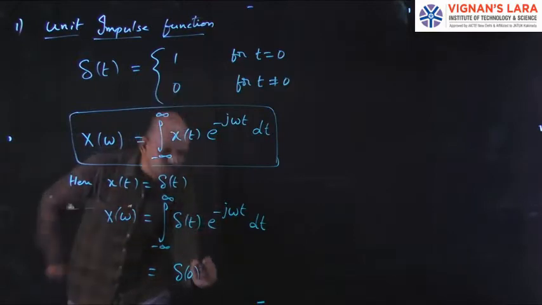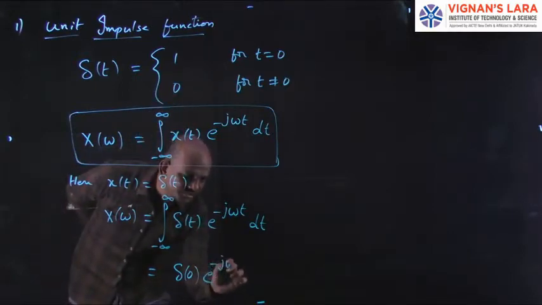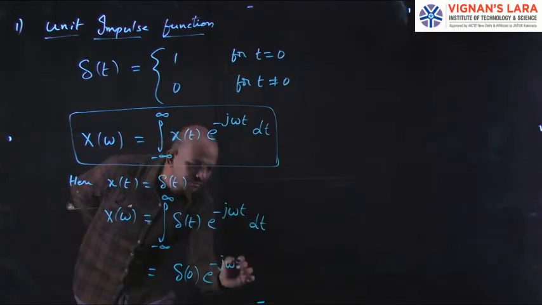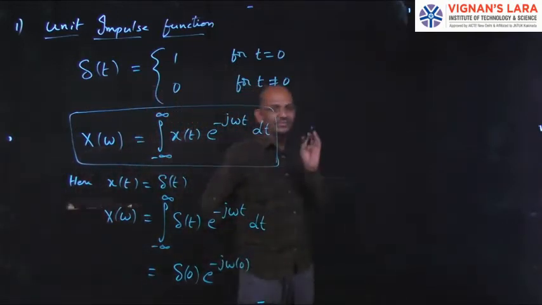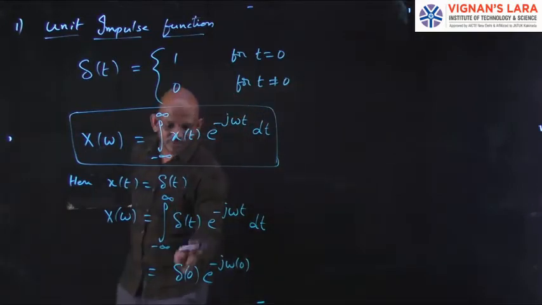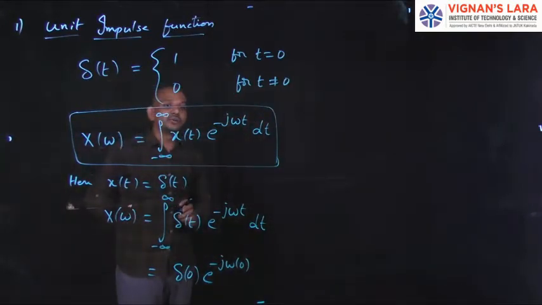So del of 0 into e power minus j, and in place of t, I have to write 0. I have to consider only that value because this del of t exists only at t equal to 0.